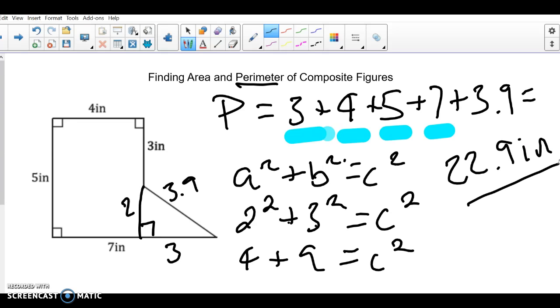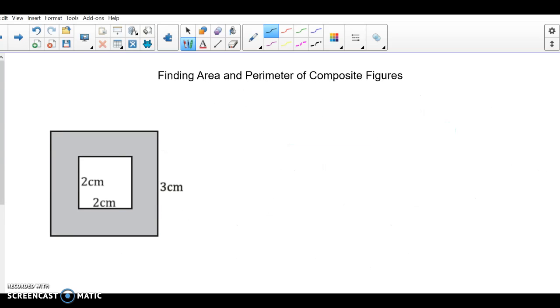And remember, perimeter is one dimension. It's measured around, so we're just going to do inches and not inches squared. So in our previous example, we had a rectangle with a triangle added onto it. We found the area by separating the two. So now we're looking at a slightly different problem.